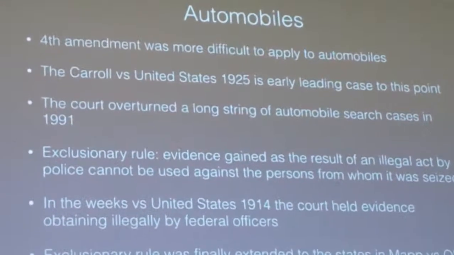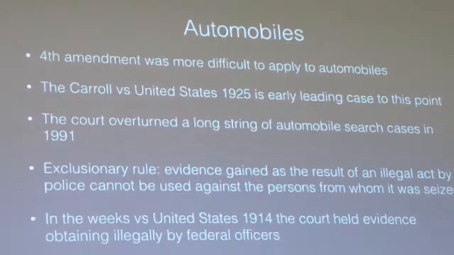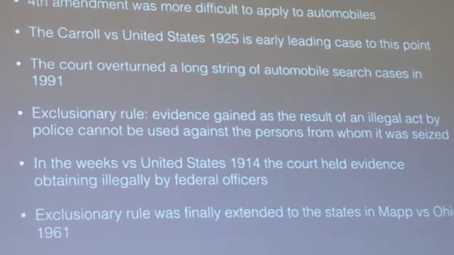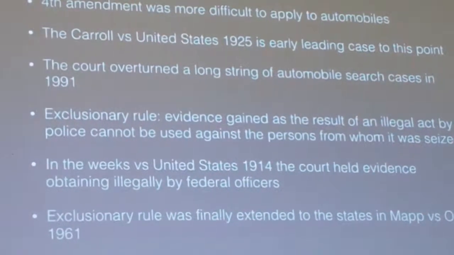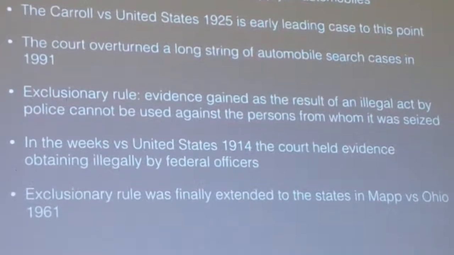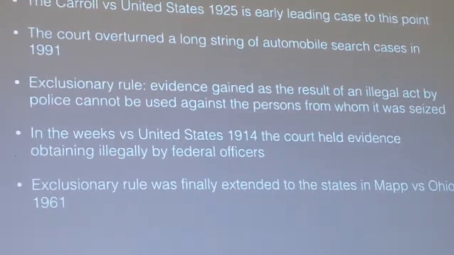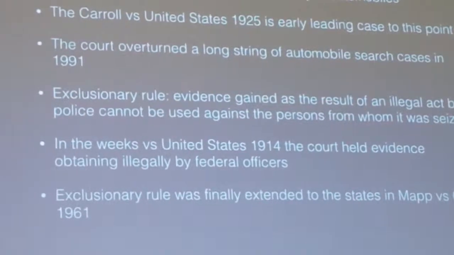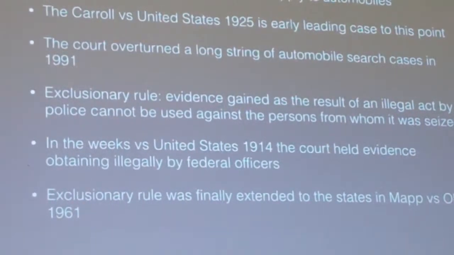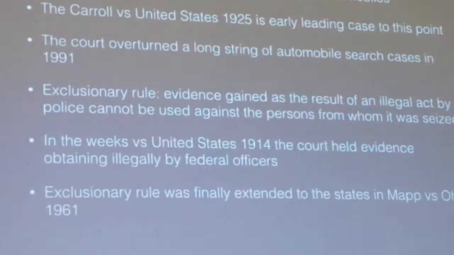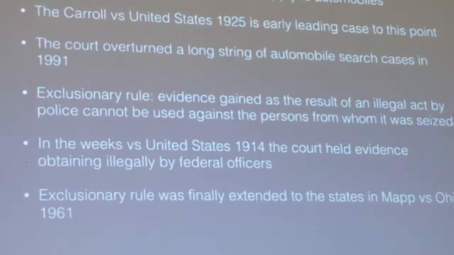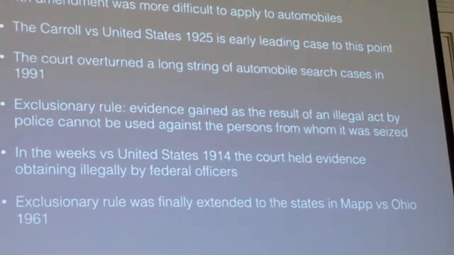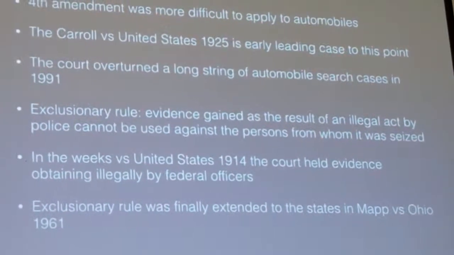Automobiles. The Fourth Amendment was extended to apply to automobiles. Carroll versus United States in 1925 is an early leading case on this point. The court overturned a long string of automobile search cases in 1991. The exclusionary rule: evidence gained as a result of an illegal act by police cannot be used against the person from whom it was seized. In Weeks versus United States in 1914, the court held that evidence obtained illegally by federal officers was inadmissible. The exclusionary rule was finally extended to the states in Mapp versus Ohio in 1961.